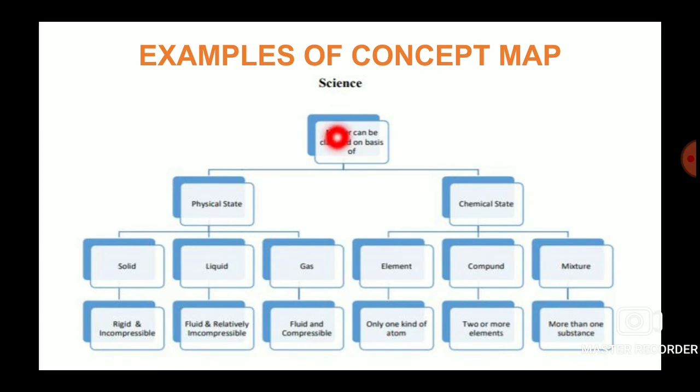Okay, so now we move on to the examples of concept maps, and our first example is of science. Here we can see that matter can be classified on the basis of physical state and chemical state. Within physical state we have three states, and in chemical state we have another. See, the different concepts are all connected using lines or arrows, whichever we choose. Also, we need to keep in mind that the concepts or important points are always put in boxes, or we can also encircle them, whatever we would like to do.